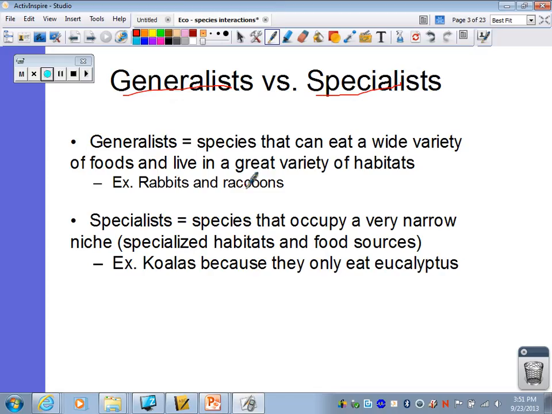Roaches would be a good example. Dandelions and other weedy type plants would be generalists. They live in lots of different types of environments.